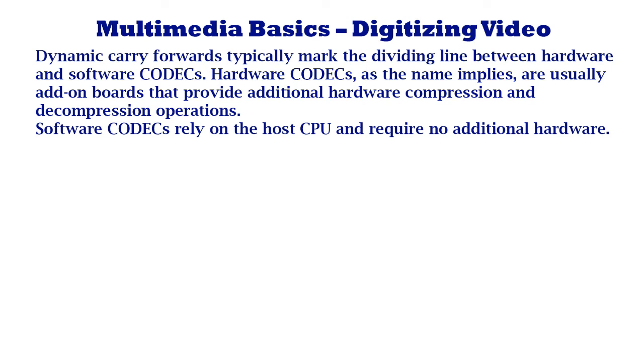Whereas software codecs rely on the host CPU and require no additional hardware. The benefit of software codecs is that they are typically cheaper and easier to install. Because they rely on a host's CPU to perform compression and decompression, software codecs are often limited in their capability to use techniques such as advanced tracking schemes.